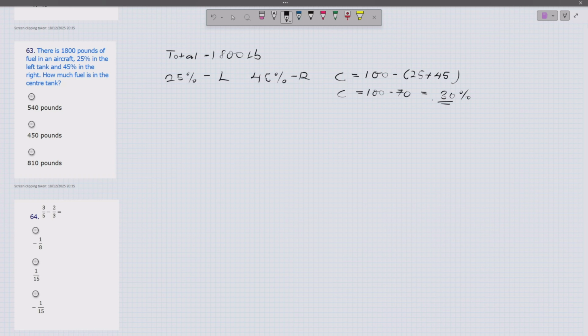So in order to find the amount, you multiply 30% by 1,800. That is going to give you 30 over 100 times 1,800. That goes into here, so you're going to get 30 times 18. That is going to give you 540 pounds.